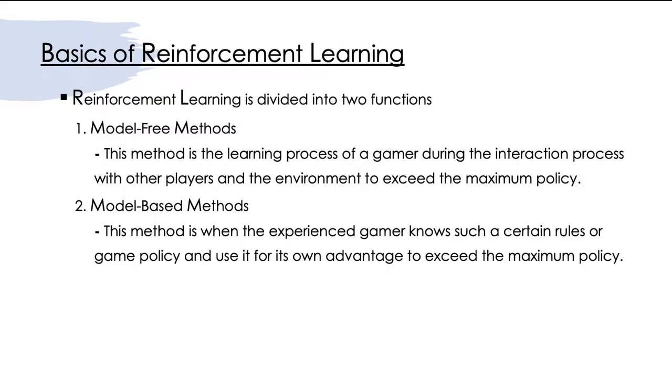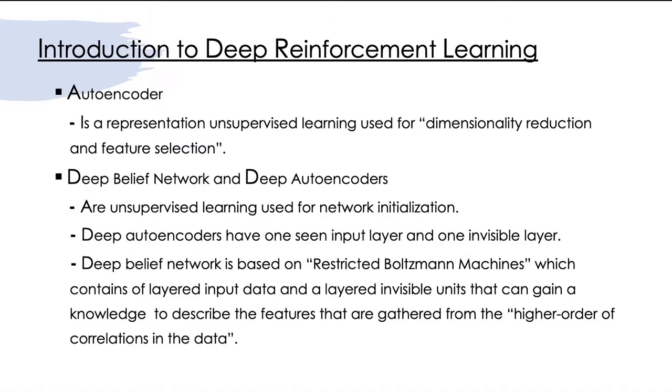Reinforcement learning is divided into two kinds of methods: model-free methods and model-based methods. Model-free methods are about the learning process of a gamer or an agent during the interaction with other players in the environment to exceed the maximum policy. So you're fighting with each other and learning from each other, like in Fortnite. Model-based methods are when the experienced gamer knows certain rules or game policy and uses it to their own advantage to exceed the maximum policy.